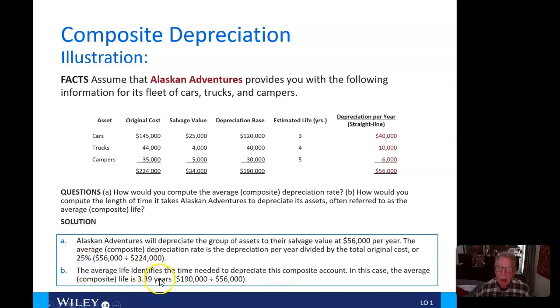So the average life then is going to identify the time needed to depreciate this composite account. In this case, the average composite life is 3.39 years. We get that by taking the 190,000 here and dividing it by the 56,000.